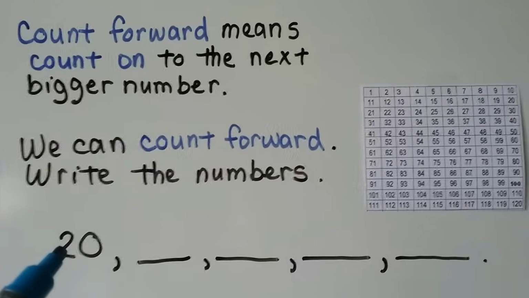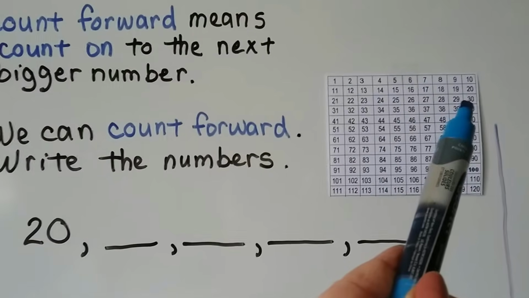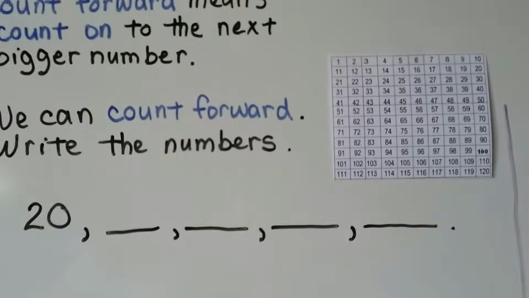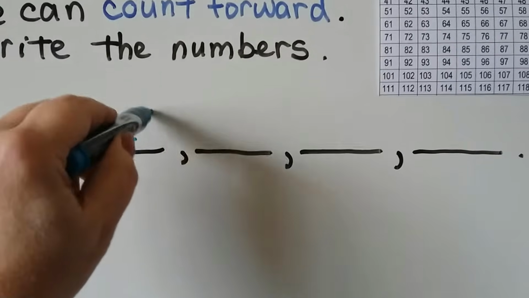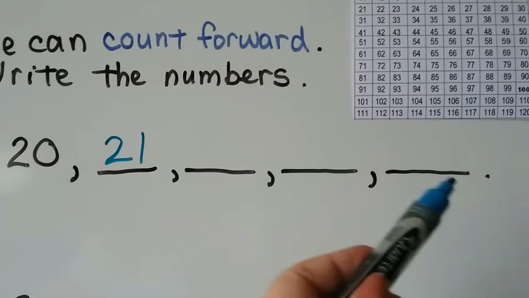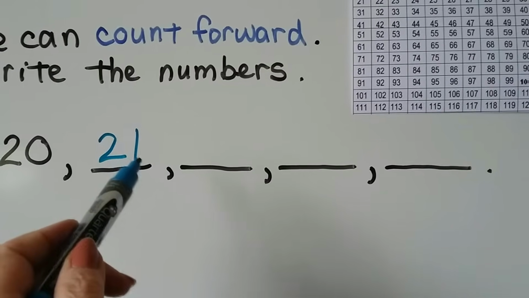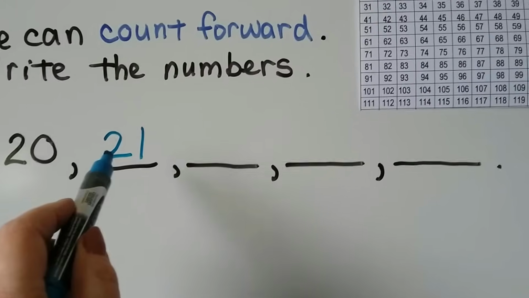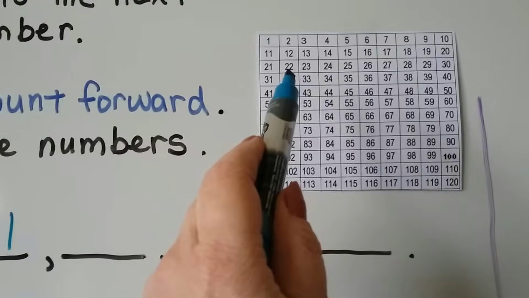So do you know what number comes after 20? We can look on our 100 chart here. We see 20. And if we go to the next row, we see 21. So the very next number after 20 would be 21 when we count forward. Do you know the other numbers counting forward? 20, 21. Do you know what number would go in the tens place? We have a 2 in the tens place, a 2 in the tens place. And if we look on the hundreds chart, after 21 comes 22.